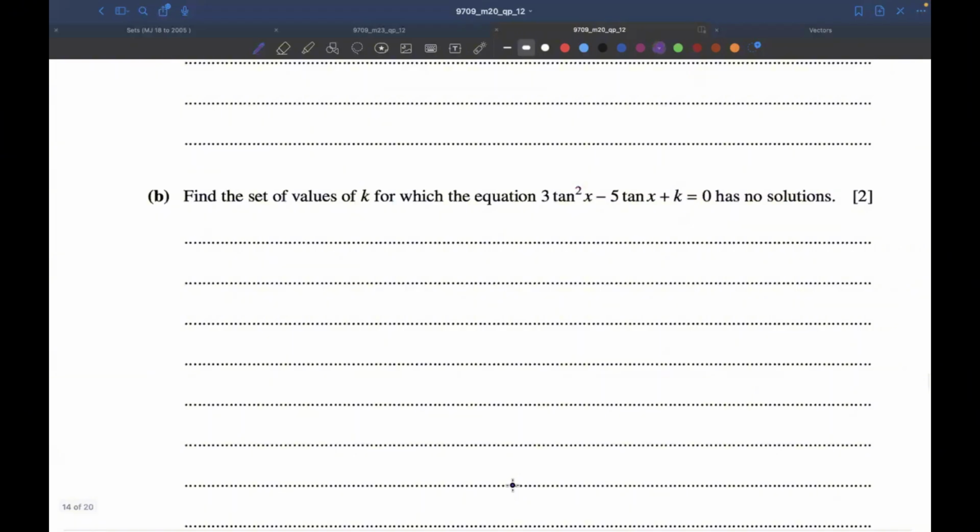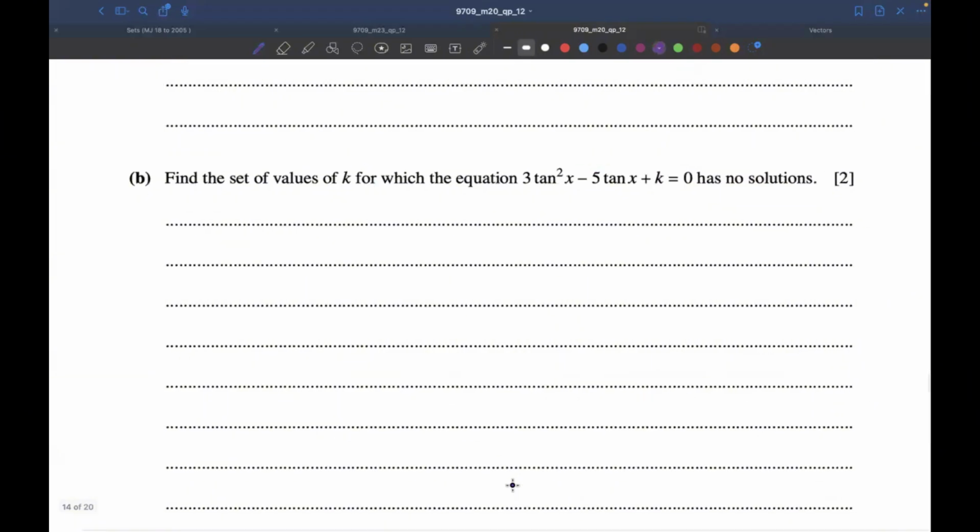In part B, it says find the set of values of k for which the equation has no solutions. Now, we know from quadratics, and this is a quadratic form, that a quadratic form will have no solution when b squared minus 4ac is less than 0. From our equation, we know that the value of a is 3, the value of b is minus 5, and the value of c is k.